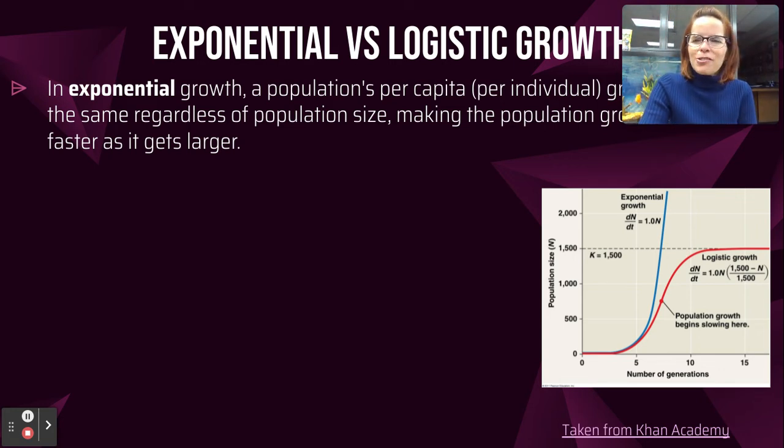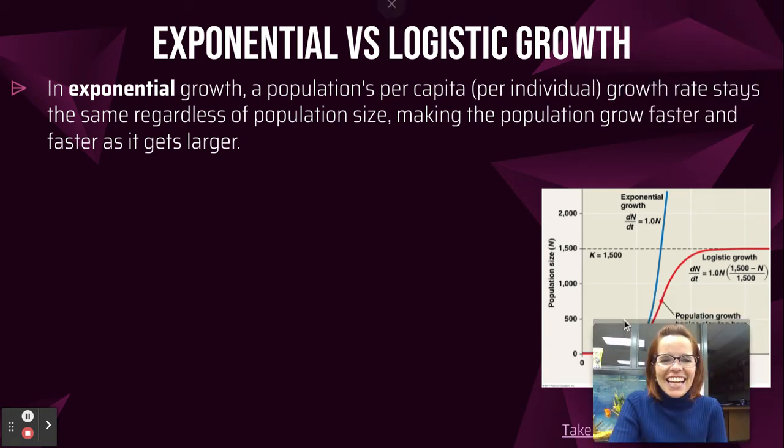So it says in exponential growth, my picture's in the way, everybody. In exponential growth, a population's per capita. Now, that's a word that maybe isn't familiar. So you need to think of per capita as per individual, each individual in the population. Let me say it again. In exponential growth, a population's per capita or per individual growth rate stays the same regardless of population size. So, however many they normally produce, that's how many they keep producing. As the population gets bigger and bigger, we see exponential growth.